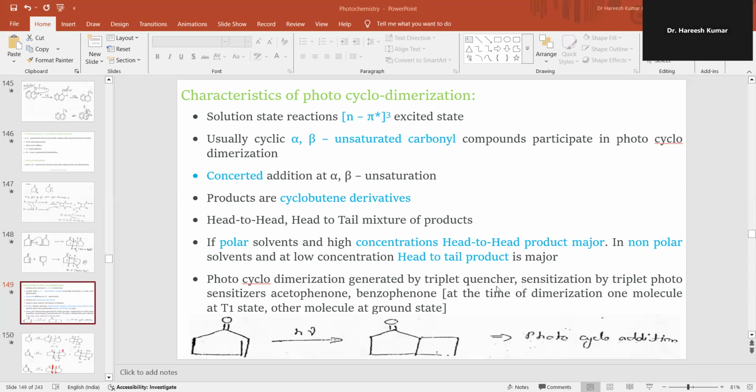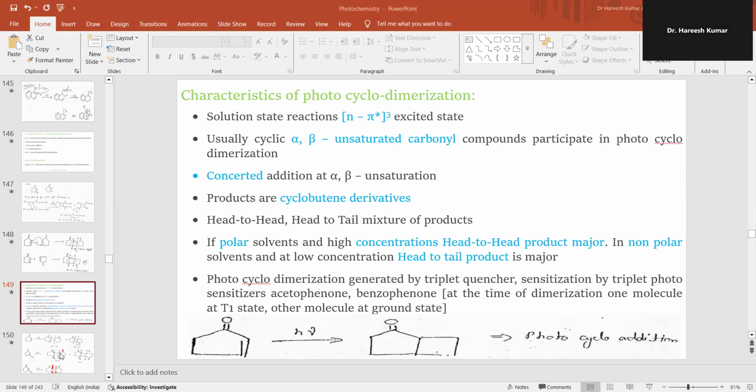Photocyclodimerization is quenched by a triplet quencher. Sensitization is by a triplet photosensitizer such as acetophenone or benzophenone. At the time of dimerization, one molecule is in the triplet state and the other molecule is in the ground state. Here is an example: cyclopentanone on irradiation gives a bicyclic compound, cyclobutano cyclopentanone.